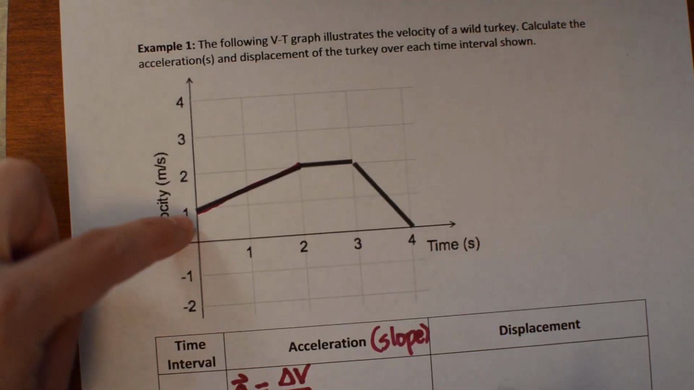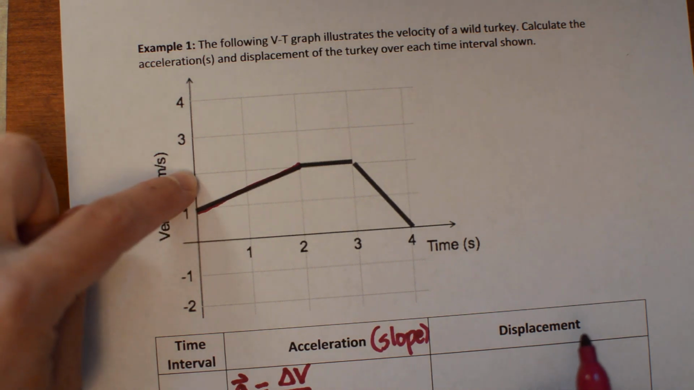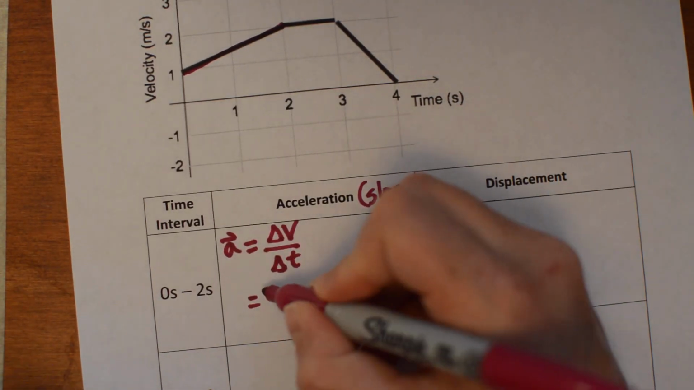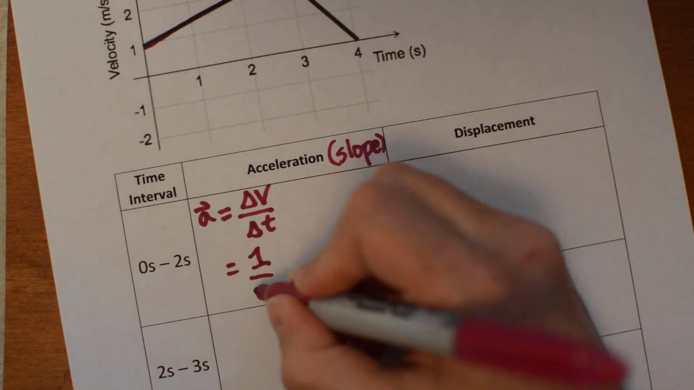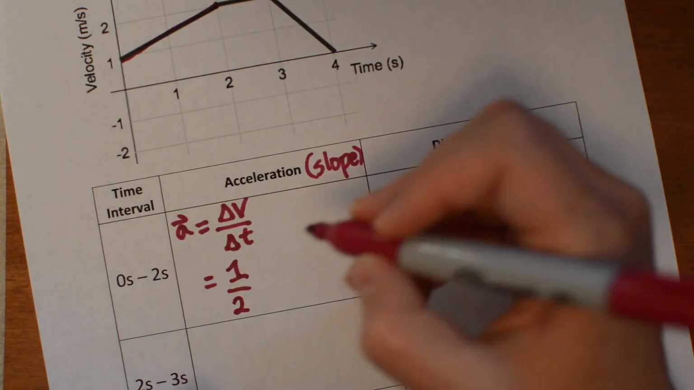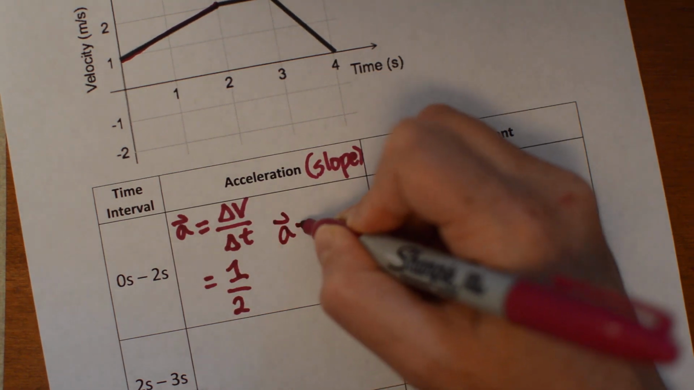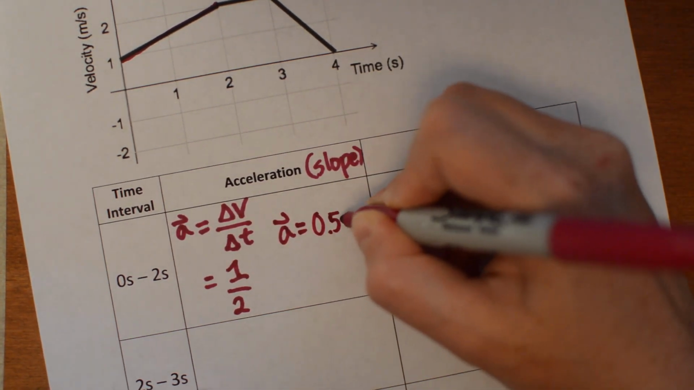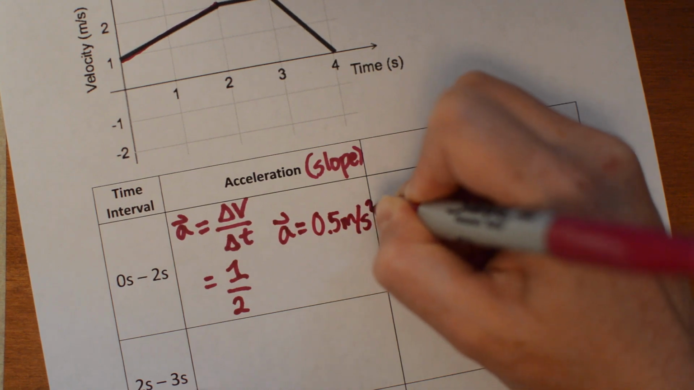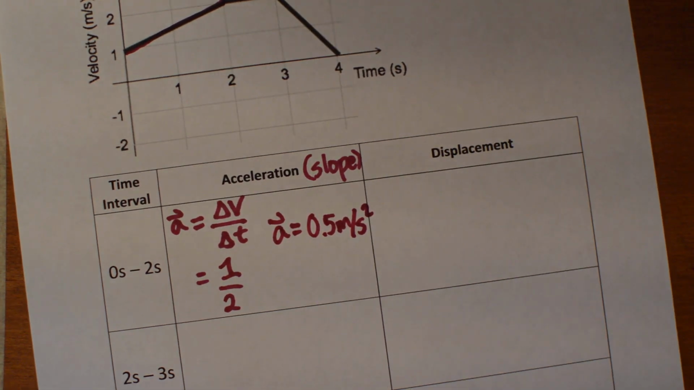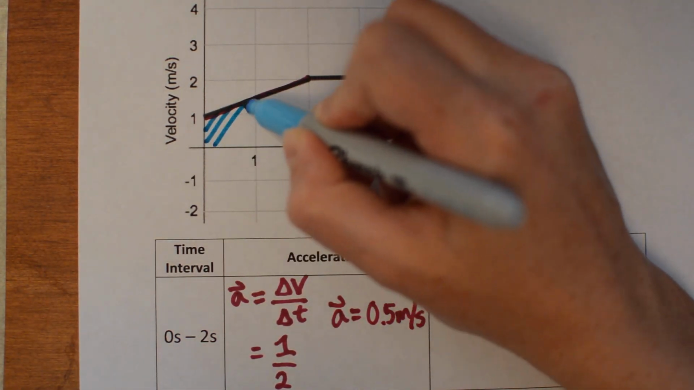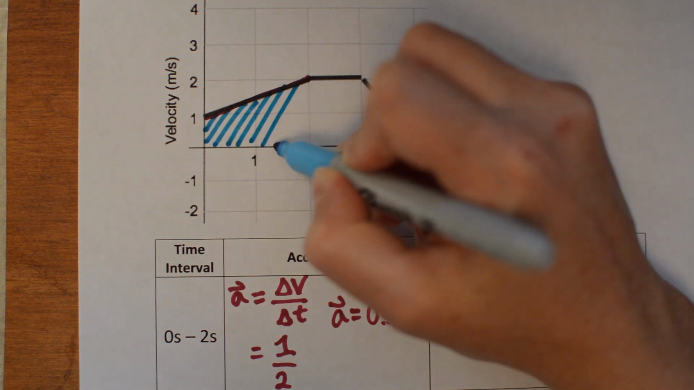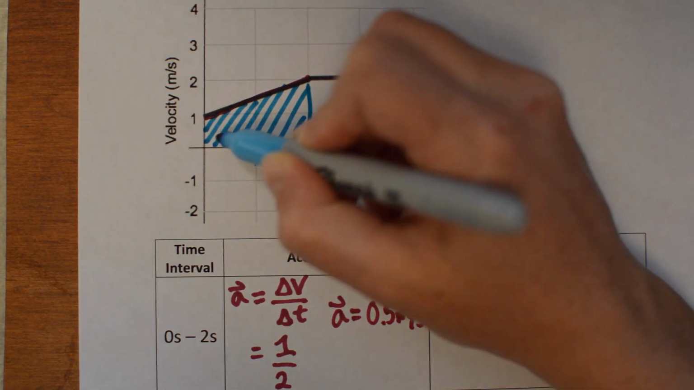That is equal to my change in velocity from 1 to 2 is 2 minus 1, or 1. My change in time from 0 to 2 is 2. So I get a half. So A is a half. And the units of A are meters per second squared. Okay, the displacement over that same interval is from 1 to 2 is this whole area here, that area right there.